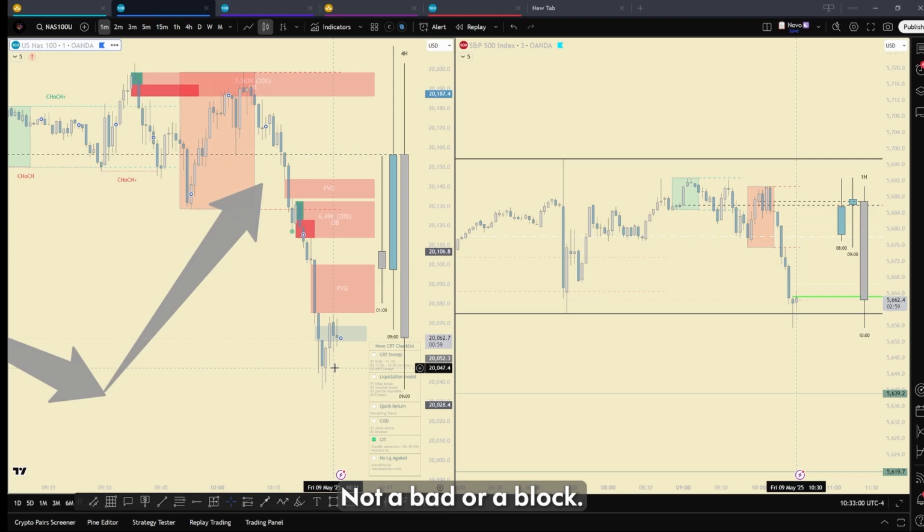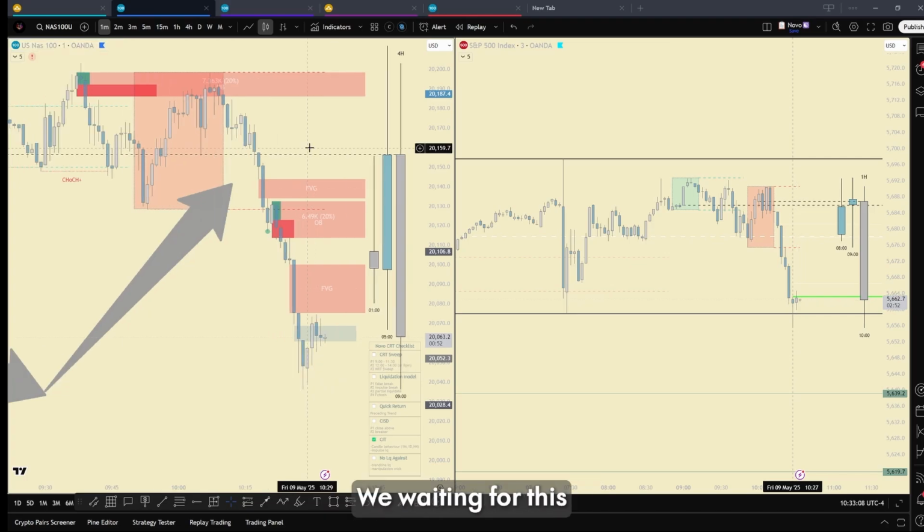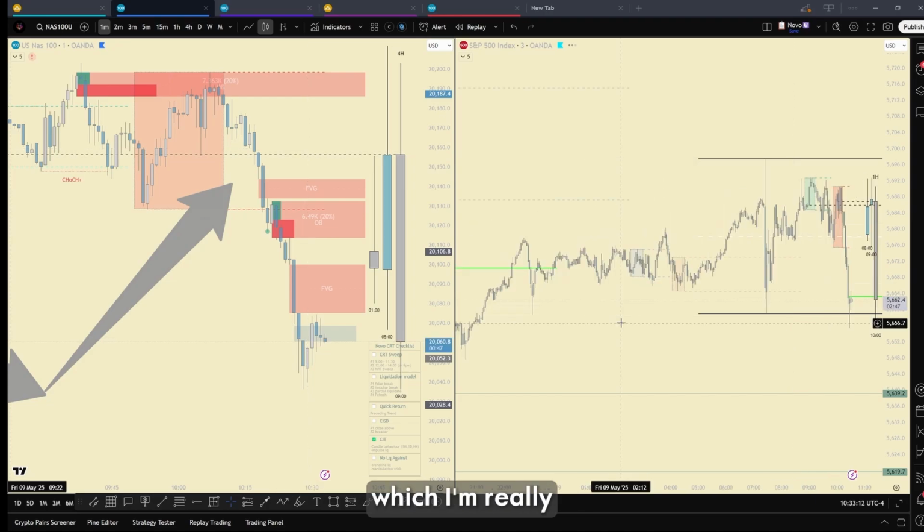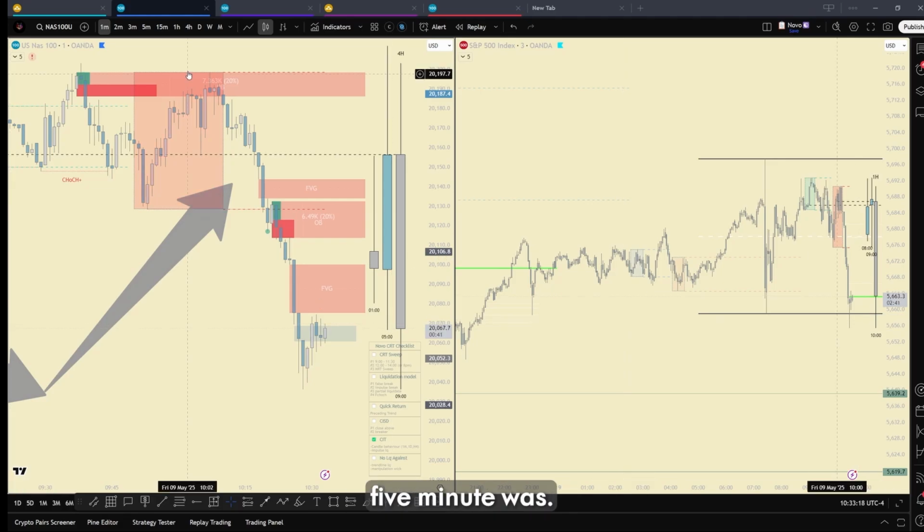This was definitely not a bad auto block, but it's not my target audience, right? We were waiting for the sweep to have gotten, which I'm really looking forward to how price reacts around there. I also want to see if price can disrupt this FVG 5 minute wise.